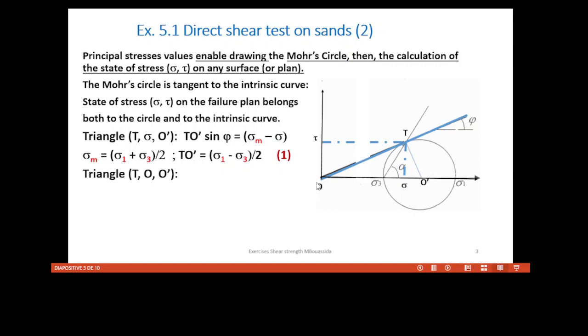Let us consider now the big triangle O T O dash, and in this triangle we can write that the radius T O dash, that means the difference between the two principal stresses divided by 2, divided by sigma m, the hypotenuse, is equal to sine phi. Fine. So from the system of equations we can determine this value of the major principal stress and this value of the minor principal stress, analytically of course.